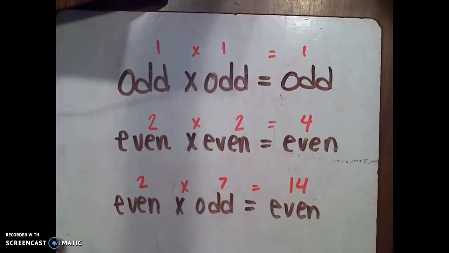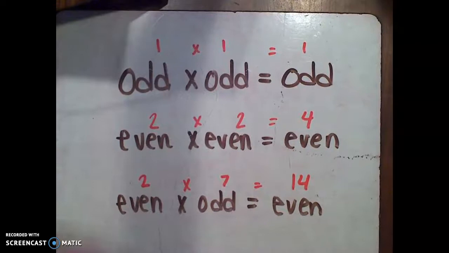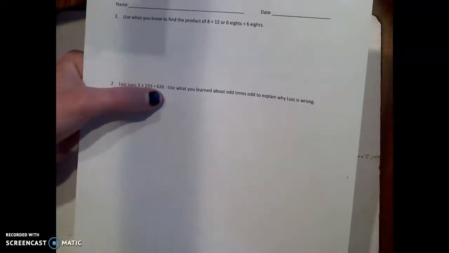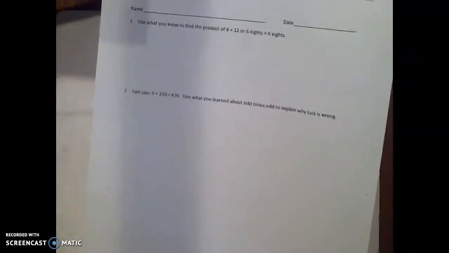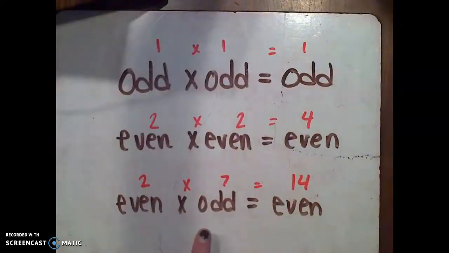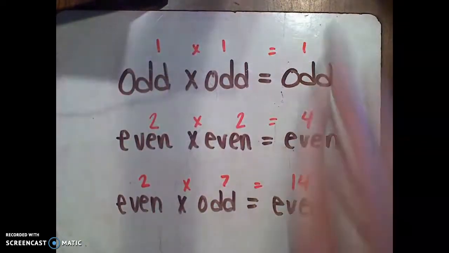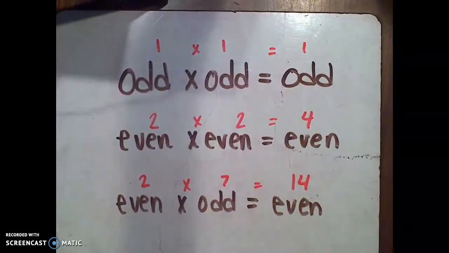Think about the number 3 and the number 233. What are both of those? And then what is 626? There is a picture of this, if you noticed, a few questions up. Use this chart to help you. The answer is right here. All right? So there's your exit ticket.